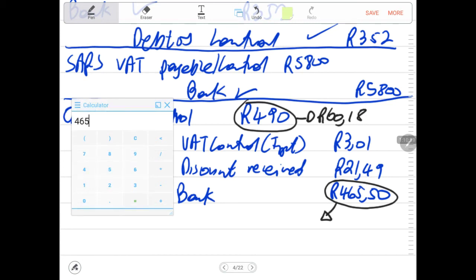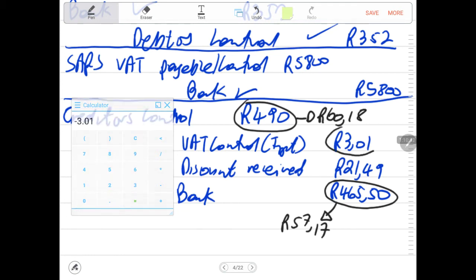Now that you paid 465.50 multiplied by 14 over 114, we need to know how much VAT you have paid for. You only paid 57 Rand 17 cents. So 57 Rand 17 cents minus 60 Rand 18 cents. You owe me 3 Rand 3 cents.